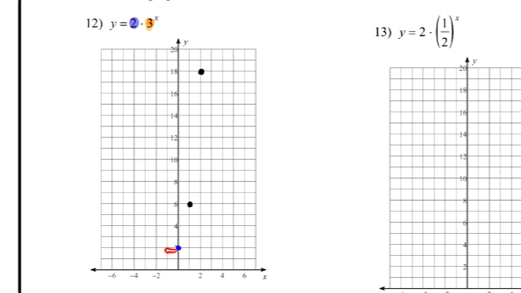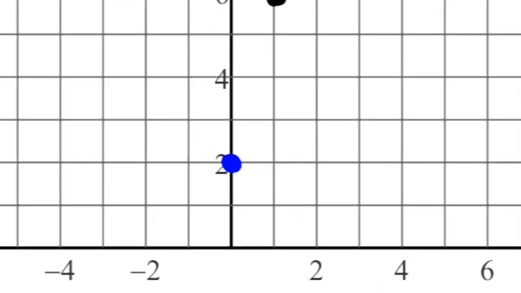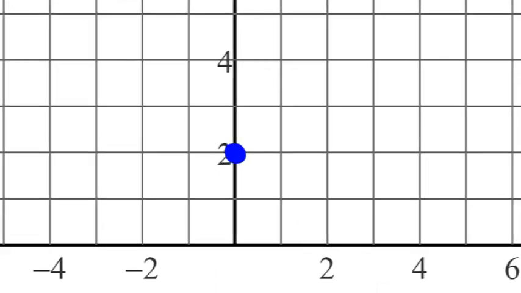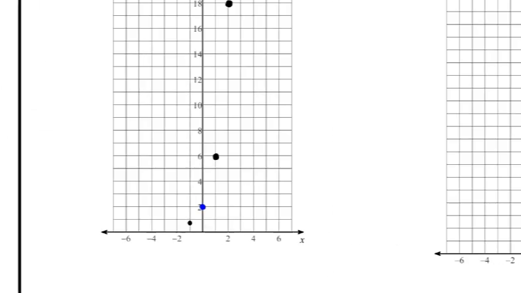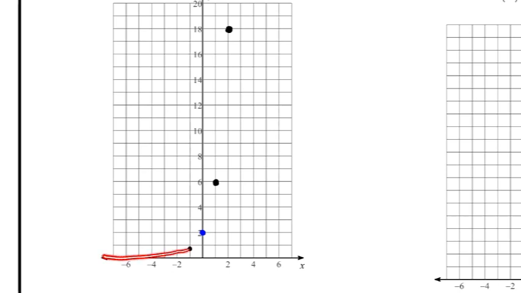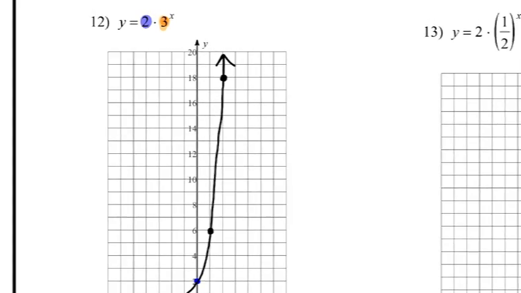And as I move to the left, I take the y value and I divide by 3 instead of multiplying by 3. So 2 divided by 3 is 2/3. So that's going to be about right there. And then it's just going to very slowly get smaller and smaller and approach that x-axis that way. So let me see if I can do a decent job of drawing this graph. I don't know, it's pretty rough. There we go. It's going to go off like that forever. So that is going to be the graph.